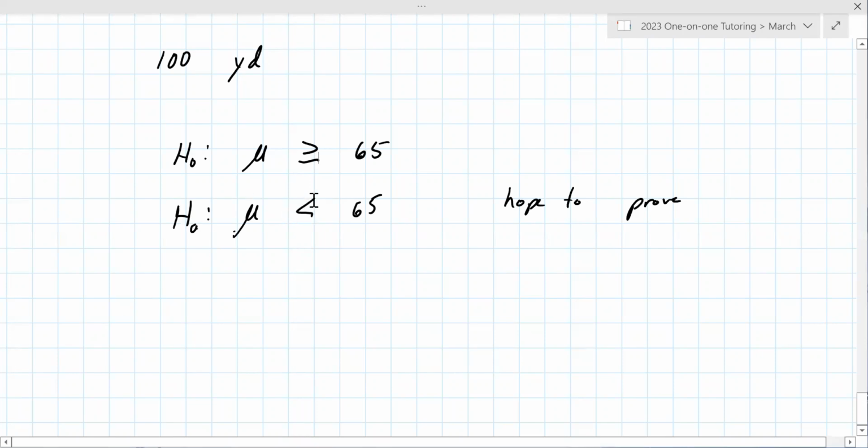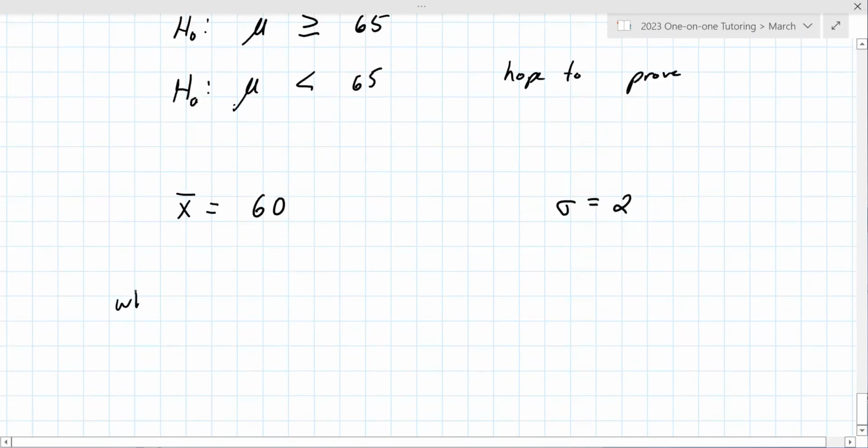Which tail is this? One tail, two tail, left tail, right tail? What can you tell me about this? This is left-tailed. Left tail, very good. All right, so now let's say someone comes along and they are able to do it in 60 seconds, okay? And we know that the standard deviation is 2. What is the test statistic?